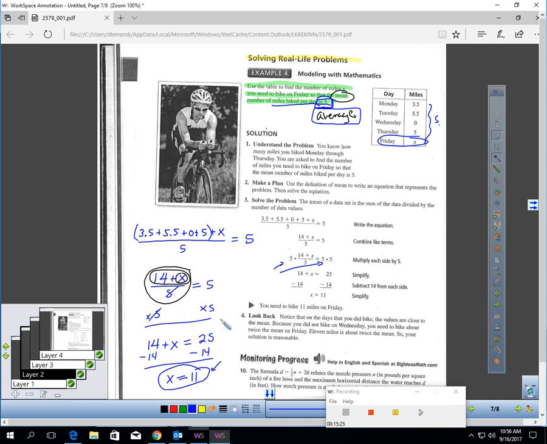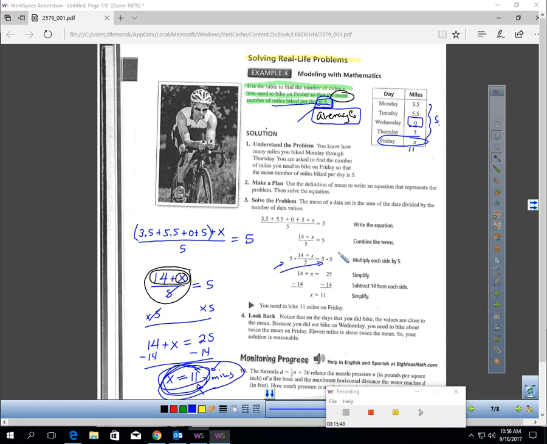Well, let's think. We did not bike at all Wednesday. So we probably need double miles Friday. What's double 5? 10. That's pretty close to 10. That seems like a pretty reasonable answer. So 11 miles would have been my biking distance, it looks like, Friday. Okay?